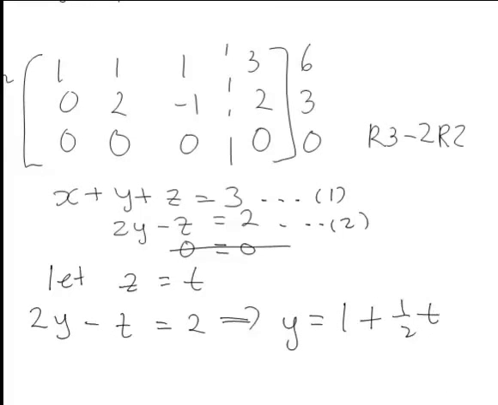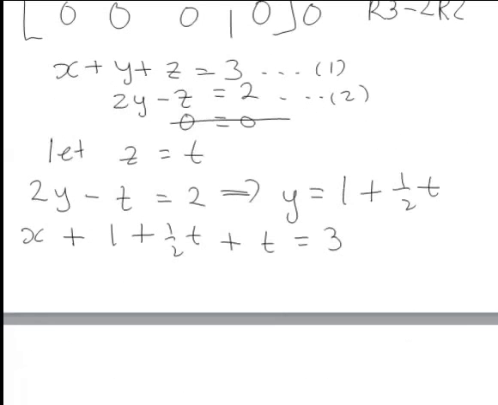Similarly, substituting the values for z and y into equation 1, that now gives us x plus y, which in this case we know is 1 plus a half t, plus z, which is t, equal to 3. And rearranging that, we find that in fact x is equal to (2 minus 3t) divided by 2.